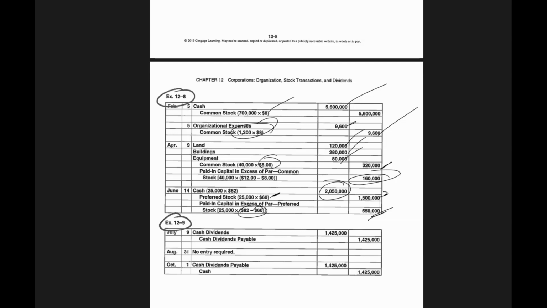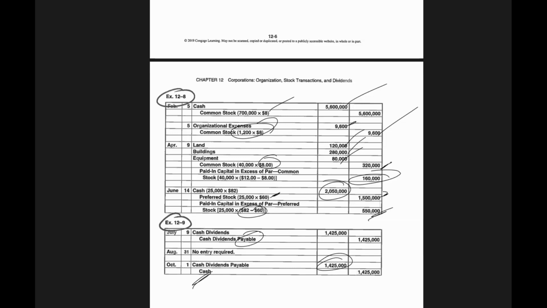Well, the date of declaration is when we actually record our liability. The date of record, there is actually no entry. What we're doing there is trying to figure out who owns what. So on August 31st, you don't really need to do anything. And then on October 1st is when we actually pay it. So we credit the cash and we get rid of the liability. That takes care of number 9.